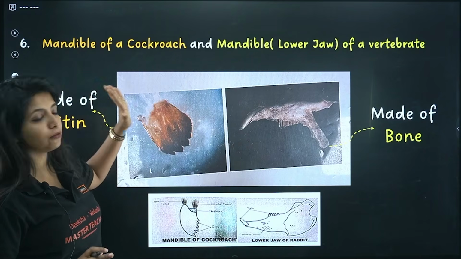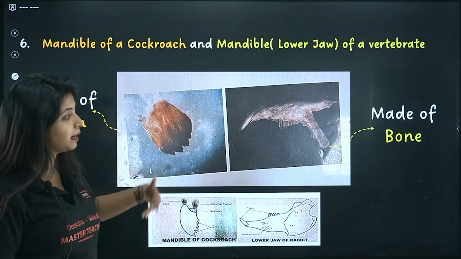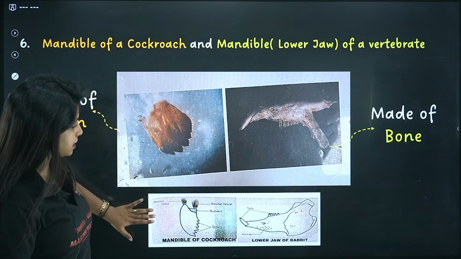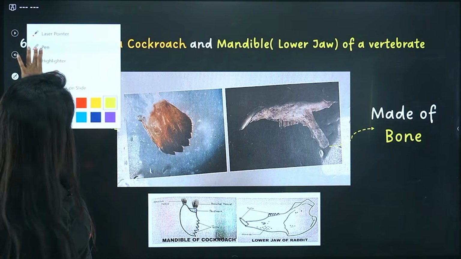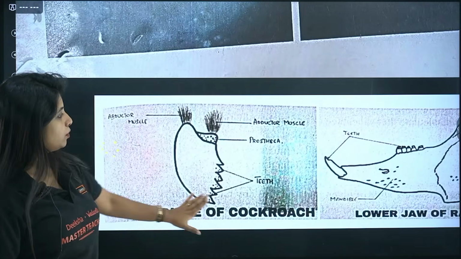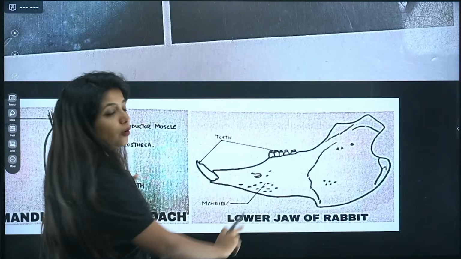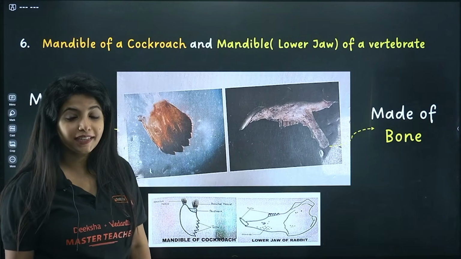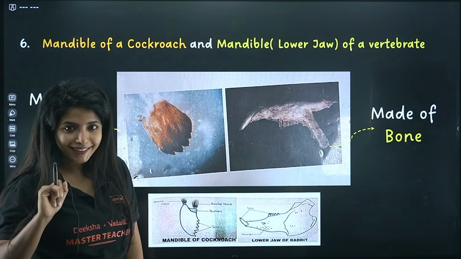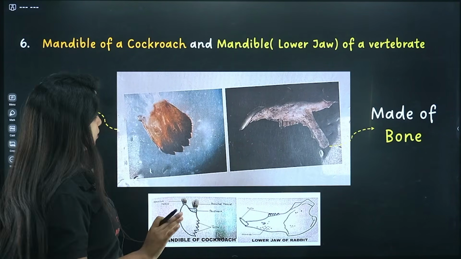Just understand it is the mandible of a cockroach and that will be the lower jaw of a vertebrate, mostly a rabbit, or else this particular picture can also be given to you. Mandible of a cockroach which looks like this and the lower jaw of the rabbit. So you have to identify well. Got it? Function is same, structure is different.